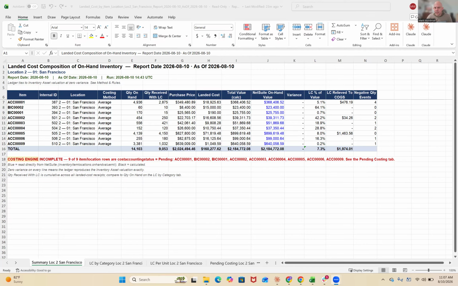Have you ever tried to understand the landed cost that is currently in your inventory using NetSuite? I bet you can't do it, or you have to use estimates. And sometimes those estimates could be good, and sometimes maybe not so much.